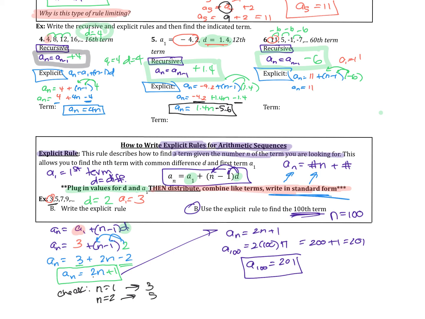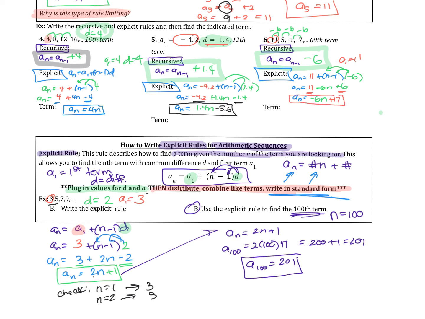So this is going to give me a sub n equals 11. Negative 6 times n is negative 6n. Negative 6 times negative 1 is positive 6. And then I'm going to combine like terms, and I'm going to write my negative 6n part first. And if I combine 11 and 6, I'm going to get 17.